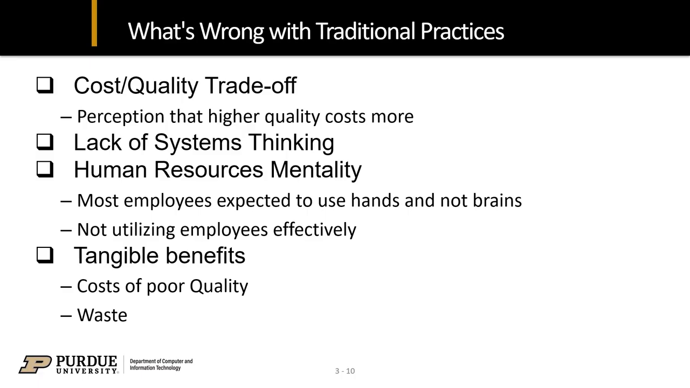Next, we have the cost-quality trade-off. I think we had a slide about this earlier. Is it the perception that higher quality costs more? I think we already talked about that. Lack of systems thinking, taking more of a holistic view from a company perspective.